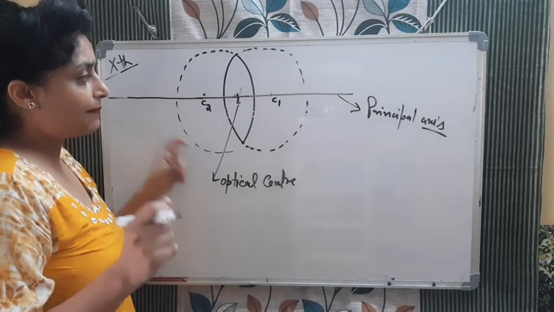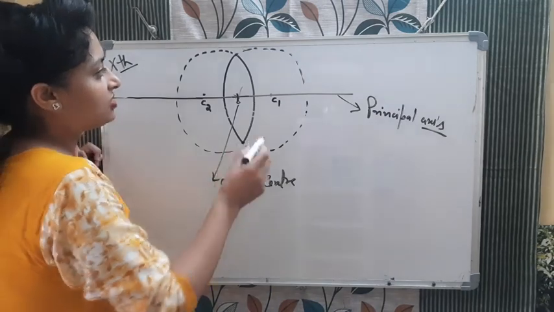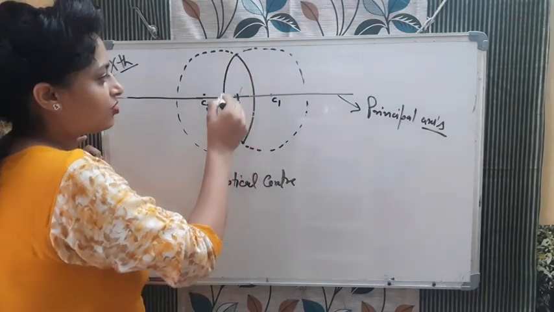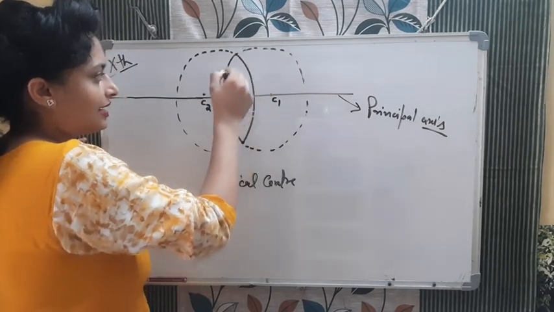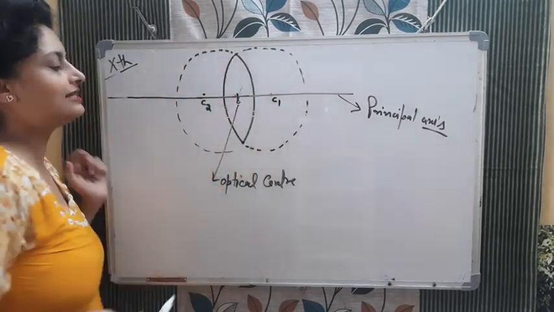Now, aperture of the lens is again what, aperture of lens is the diameter of this spherical part. The boundary of the lens, the diameter of this is known as the aperture.